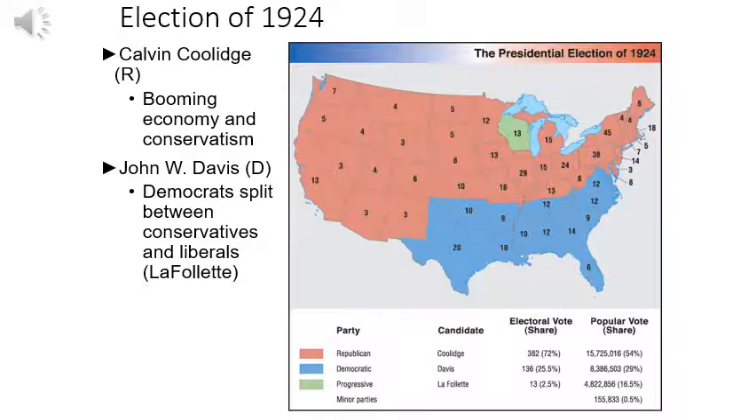The election of 1924 saw Calvin Coolidge, running on the booming economy and conservatism, win a landslide against John Davis, as Democrats split between conservatives and liberals, with the other candidate La Follette. Incumbent President Coolidge won the nomination with over 70% of the vote.